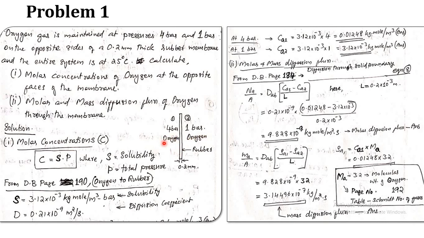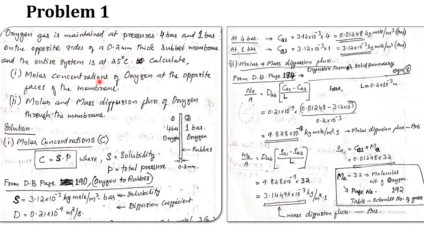On either side we are maintaining oxygen at 4 bar and 1 bar, and the thickness of the rubber membrane is 0.2 mm. So to find molar concentration, use this equation: molar concentration C is equal to S times P, where S is the solubility and P is the pressure. On the left side, the molar concentration C is the solubility of oxygen in the rubber multiplied with the pressure maintained, that is 4 bar.